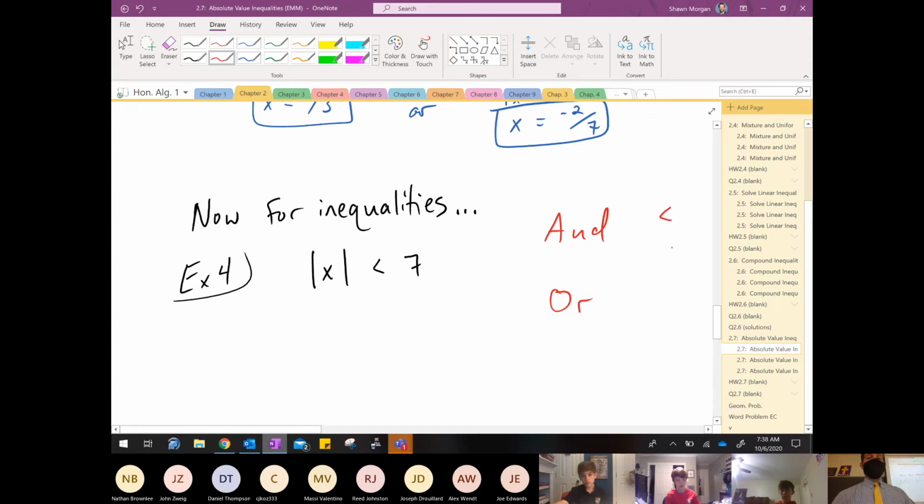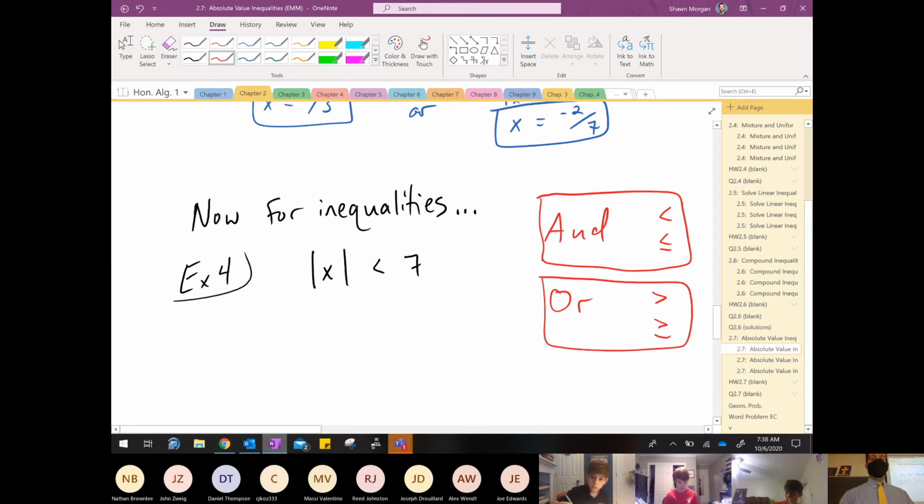If you have less than or equal to, that's dealing with the word "and." How do I know that? Because it's pronounced "less than or equal to." If I've got greater than or equal to, guess what? That's going to be an "or." Did you hear how I pronounced that?